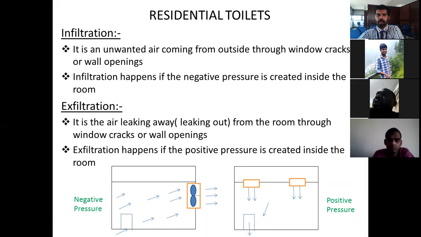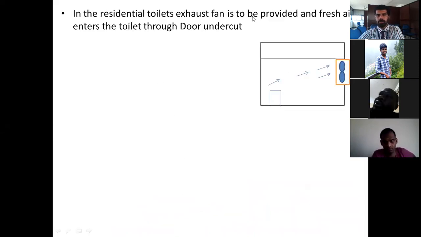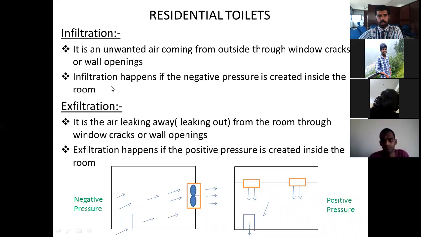Understood? Okay. In the residential toilets, exhaust fan is provided and pressure enters. So you can write this, and before that, in toilets and all, you have seen an exhaust fan, right? In toilets, you have seen exhaust fan. So when a negative pressure is created in that particular toilet, from where does the air from outside come to the particular room? How does the outside air come to the toilet?